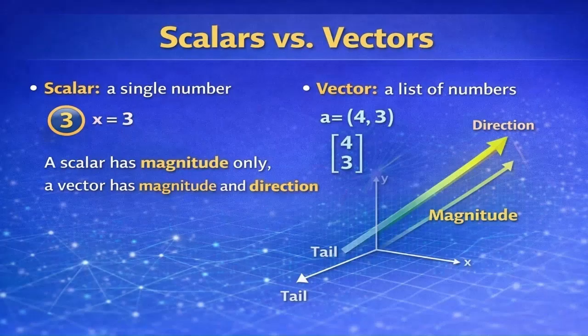Let's start with the simplest object, a scalar. A scalar is just a single number, nothing more, nothing less. 2, minus 5, or 3.14 are all scalars. Every real number is a scalar. Even though scalars are simple, they play a very important role in machine learning. For example, the learning rate, the bias term, or the loss value are all scalars.